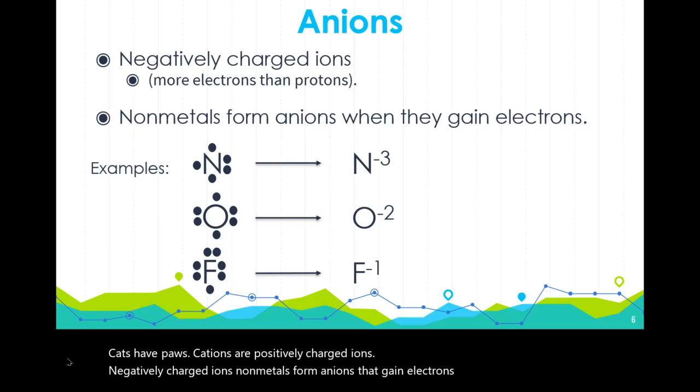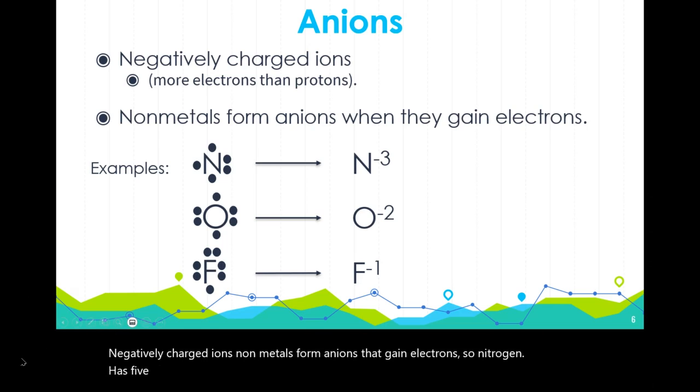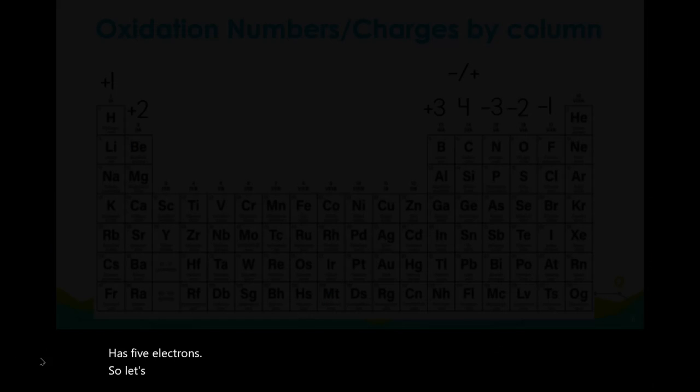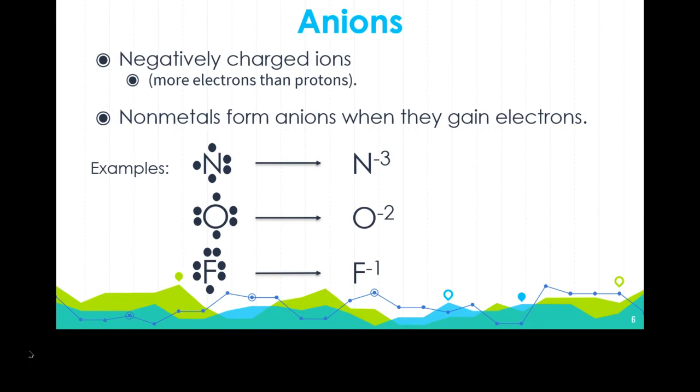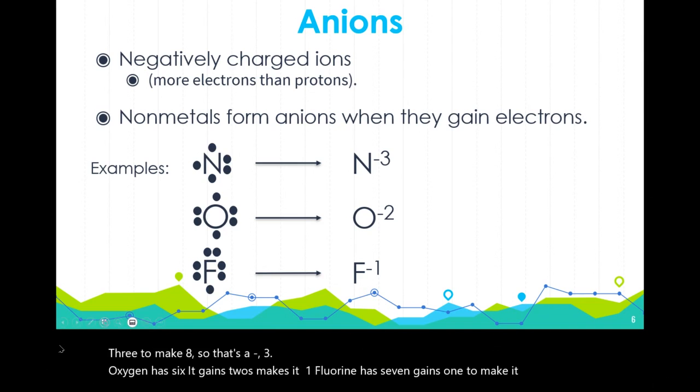So nitrogen has 5 electrons. Oops, let's go back on that one. So negatively charged ions: nitrogen gains 3 to make 8, so that's a -3. Oxygen has 6, it gains 2, so that makes it -2. Fluorine has 7, gains 1 to make it -1.